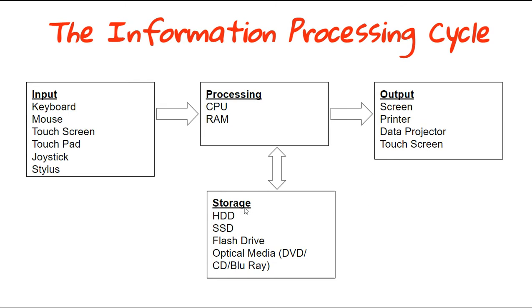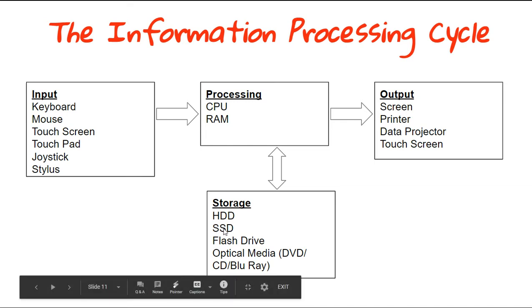Types of storage devices: hard disk drive, HDD, solid state drive, SSD, flash drive. Optical media. Optical media includes CDs, DVDs, and Blu-ray discs.